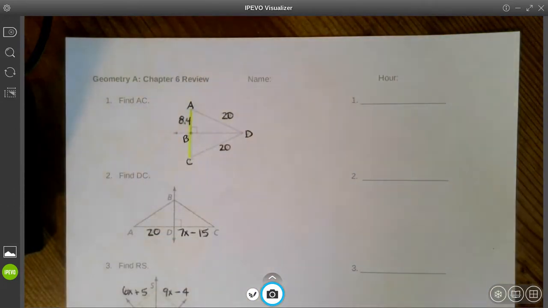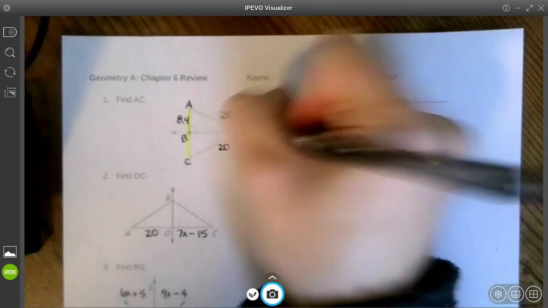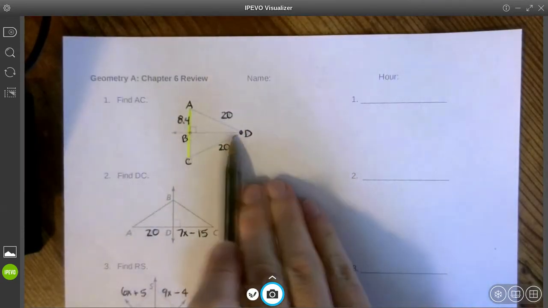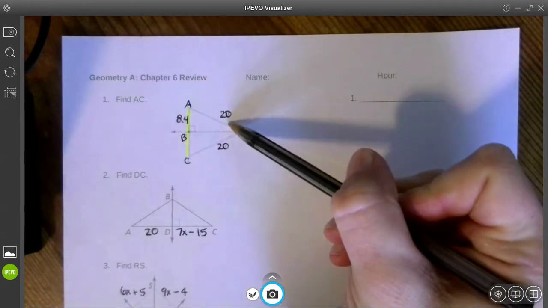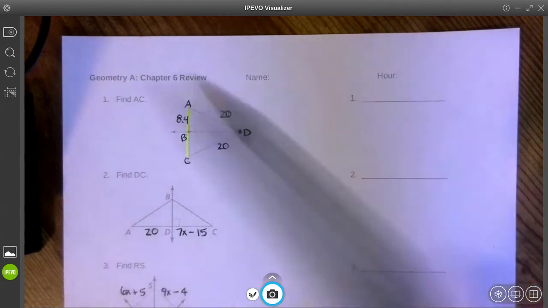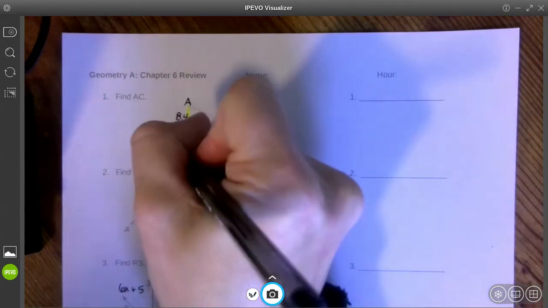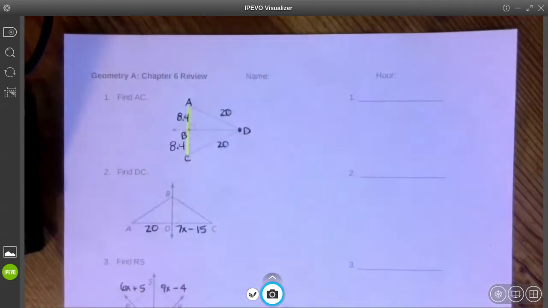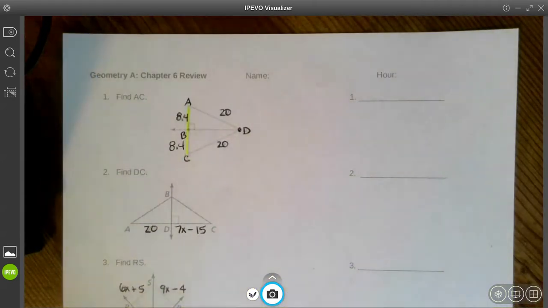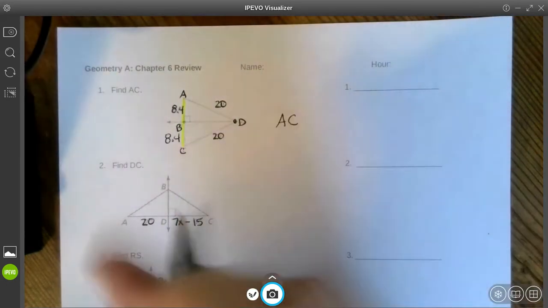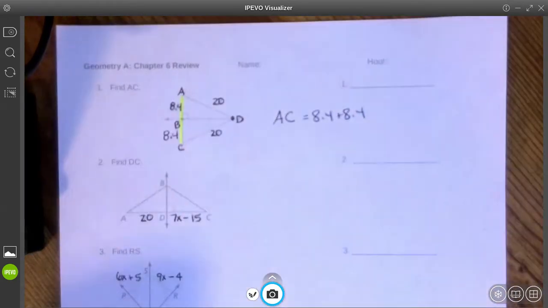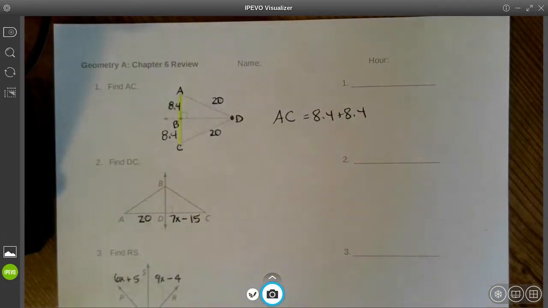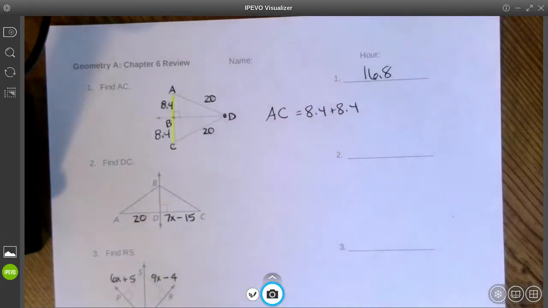If I look at my picture, what I notice is point D is on the perpendicular bisector of segment AC. And I know that because these distances are the same. So if D is on the perpendicular bisector, and the length of AB is 8.4, the length of BC is also 8.4. To find the length of AC, we just need to add these two segments together. So AC is equal to 8.4 plus 8.4, which gives us a total of 16.8.